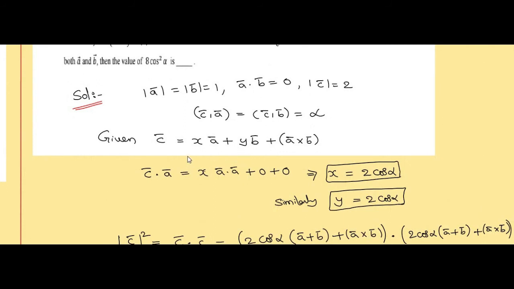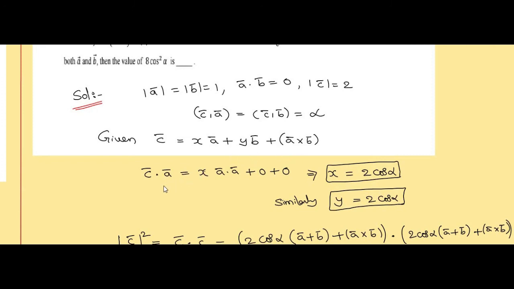C bar, let us take a dot product with A bar, C dot A. We would get x is equal to 2 cos alpha. Similarly, C dot B, then you would get y.